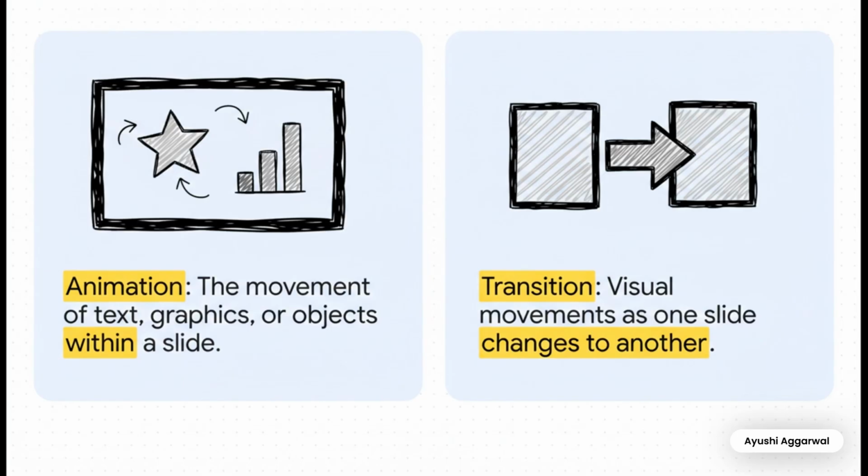Now, this is where SSC sets a trap, so listen carefully. An animation always applies to the elements inside a slide. The objects, like when text flies in or an image fades out. A transition, on the other hand, is the effect that happens between the slides when you move from one slide to the next. So the key takeaway is this. Animation is within the slide and transition is between the slides.